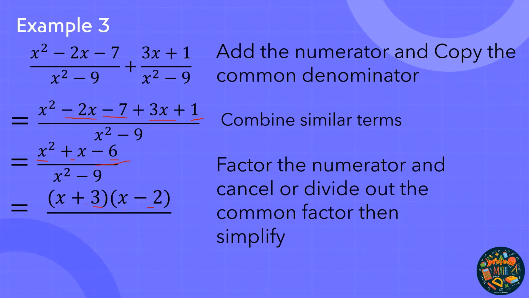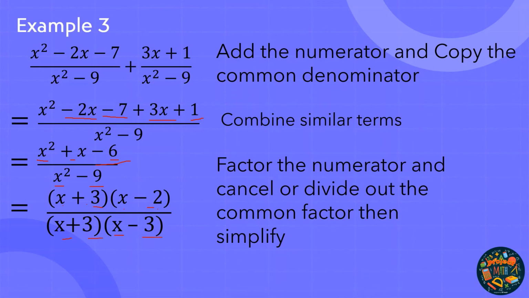Okay? Then, in the denominator, we can also have the factors. Okay, since this is a difference of two squares, you have the square root of x squared, which is x. Okay, then the square root of 9 is 3.